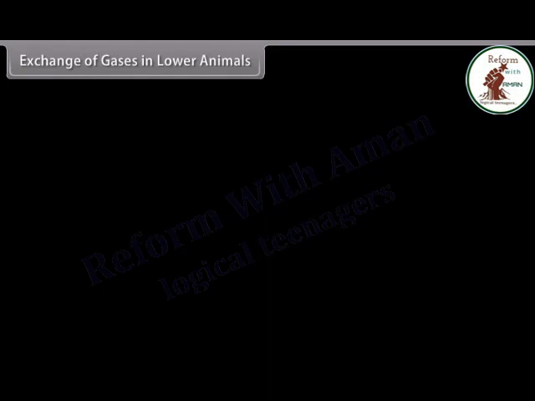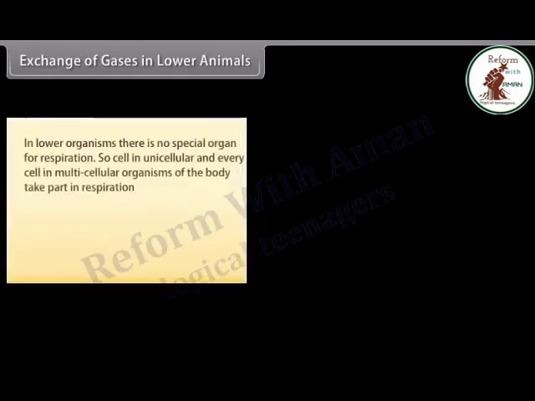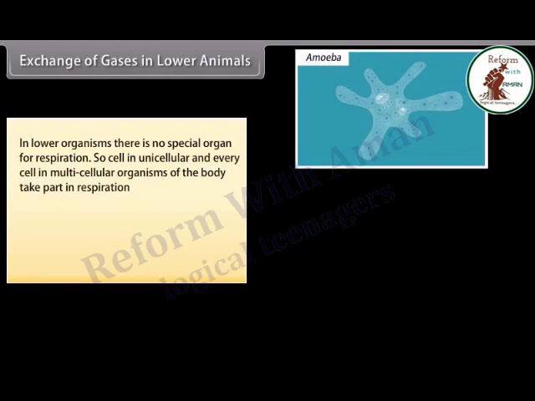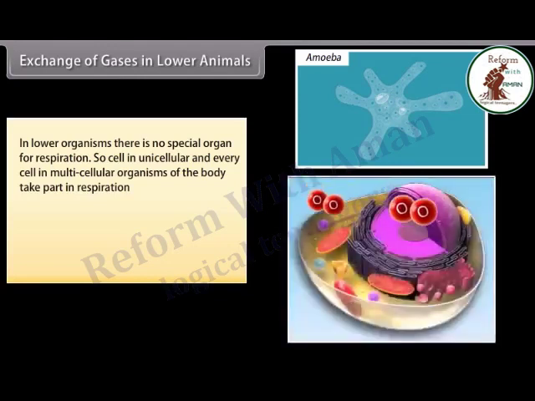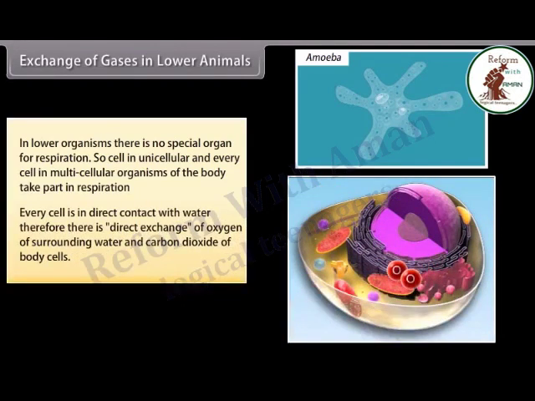Exchange of gases in lower animals. In lower organisms, there is no special organ for respiration. So, the cell in unicellular and every cell in multicellular organisms of the body takes part in respiration. Every cell is in direct contact with water, therefore there is direct exchange of oxygen of surrounding water and carbon dioxide of body cells.